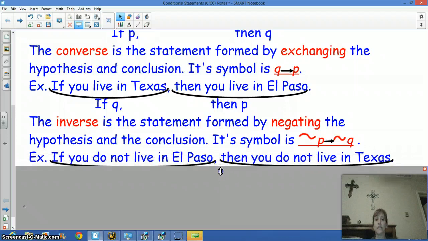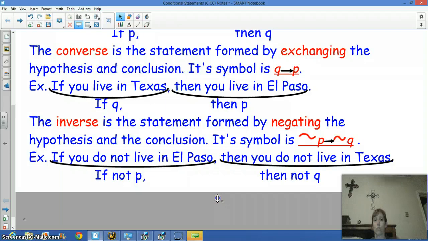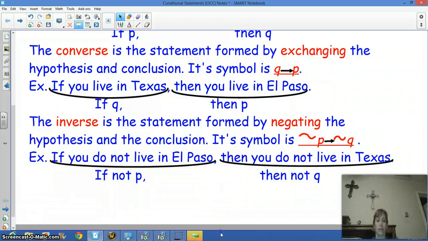Alright, an example of that would be if you do not live in El Paso, then you do not live in Texas. Okay, so I put the word not into the front part and in the back part. Okay, let's go to the next page, which would be the bottom half of your paper.